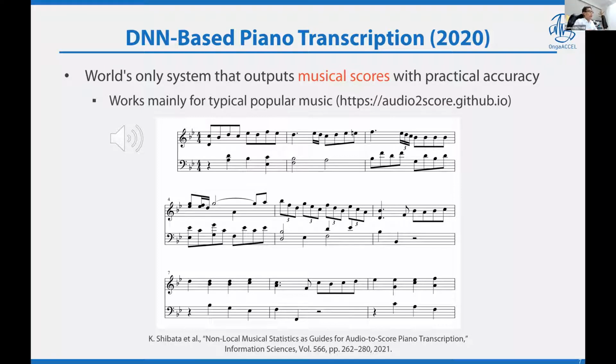So anyway, listen to the output sample. Like this. This is the output of our system.